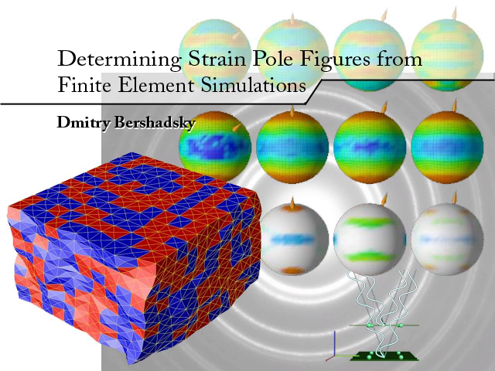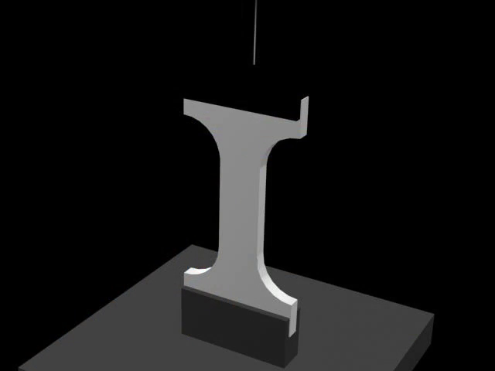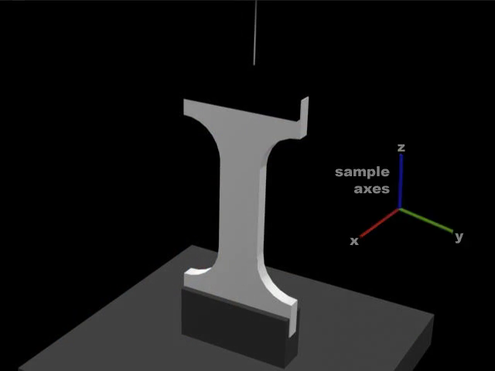This animation describes the process of determining strain pole figures from finite element simulations. Here is the tension specimen that we will model. We zoom into the metal, increasing resolution to examine its microstructure. In this specimen, at about 1/10 of a millimeter, separate grains become evident.